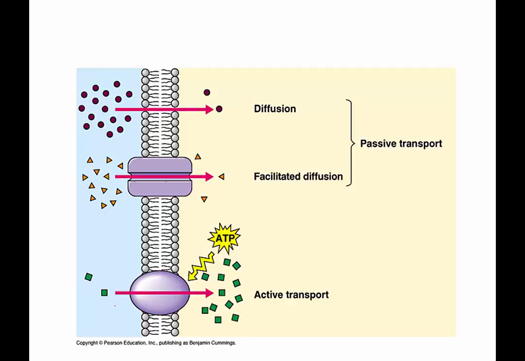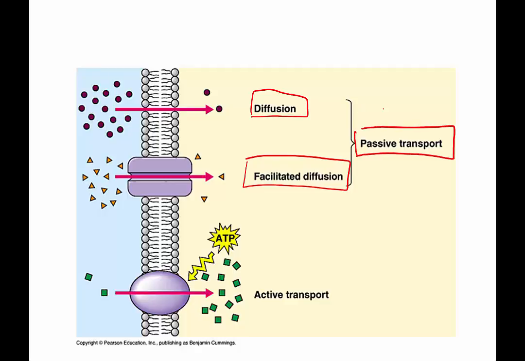There are really two types of diffusion, actually. You have just plain diffusion, and you have facilitated diffusion. We're going to talk a little bit about the difference between these two in a later slide. You can group diffusion and facilitated diffusion under the term passive transport, and that's because both of these require no energy.